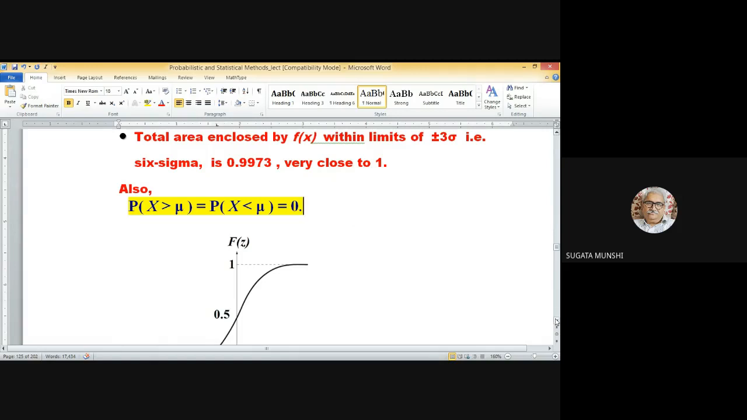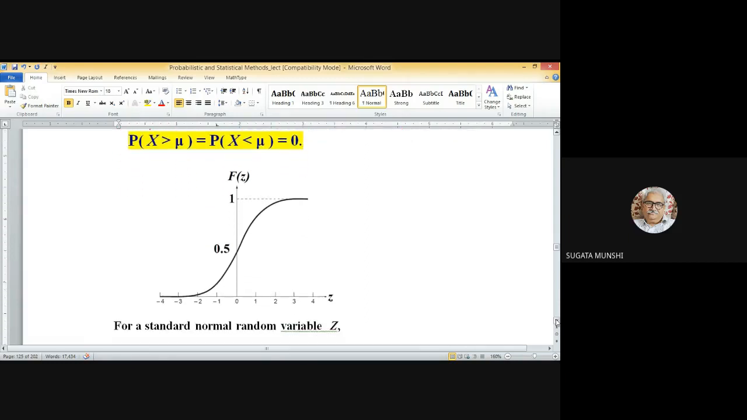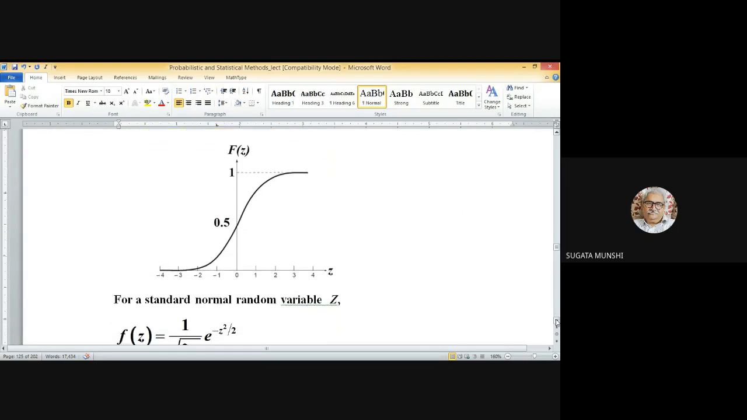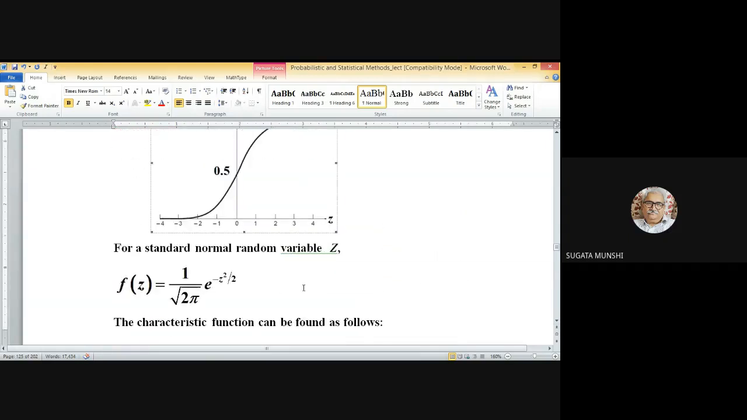And that is capital Fz. So this is small fz. Why am I just repeating this small fz? Because I want to derive an expression for the characteristic function.